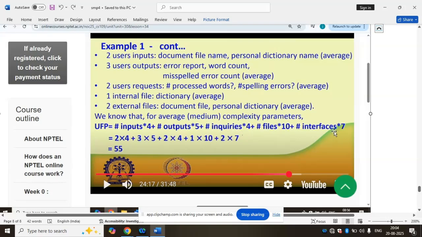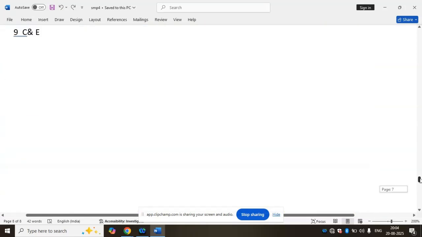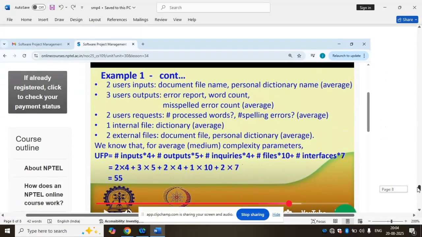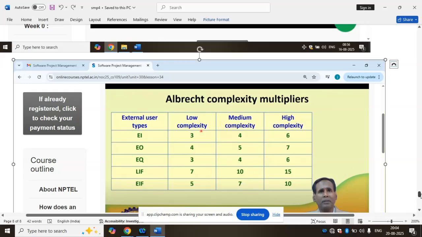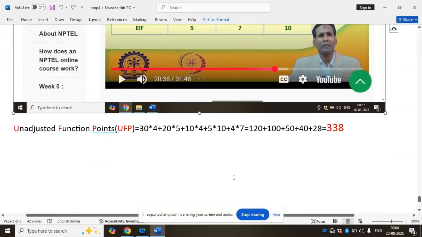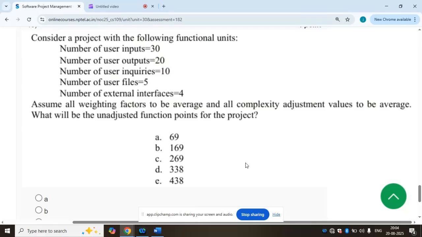Why are these numbers considered? Because it is medium complexity: 4, 5, 4, 10, 7. We are considering medium complexity. So based on the given data, what we get is 338. So the answer is 338, option D.